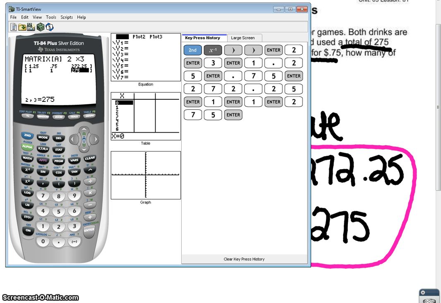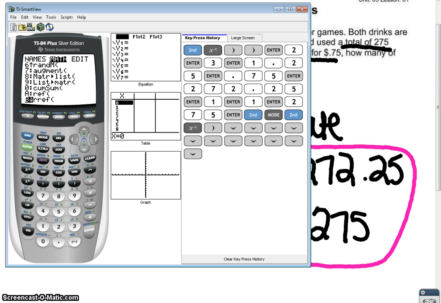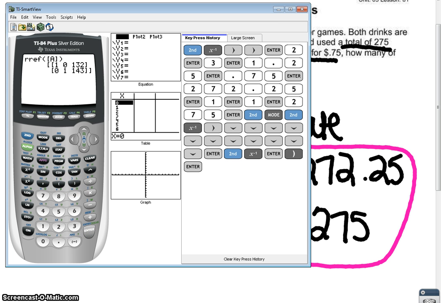Now once we have all the coefficients entered in, the next step was to hit second mode. Remember, that was going to save all my information. So I go back to the matrix. Now I go to math. And remember, I scroll down to option B for RREF. I hit enter. I go back to the matrix, and we're talking about matrix A. I close my parentheses, and I hit enter. Now, I should have on my calculator 1, 0, 132, 0, 1, 143.